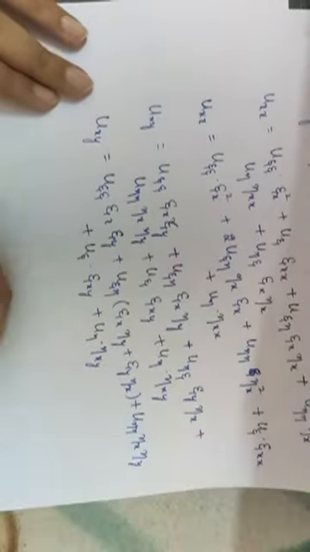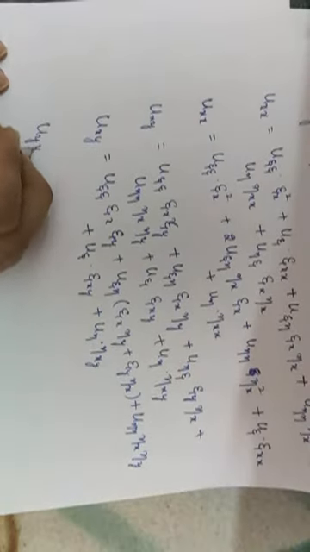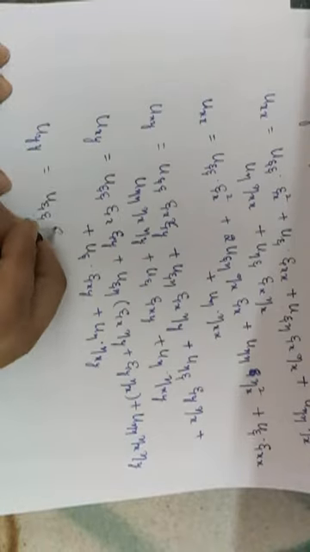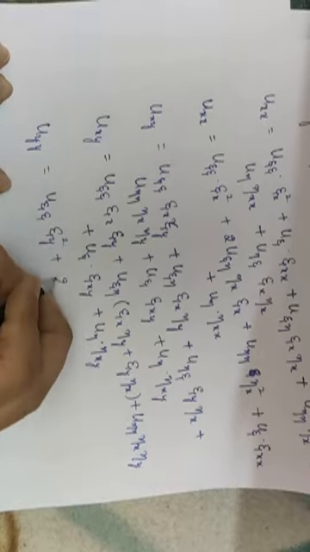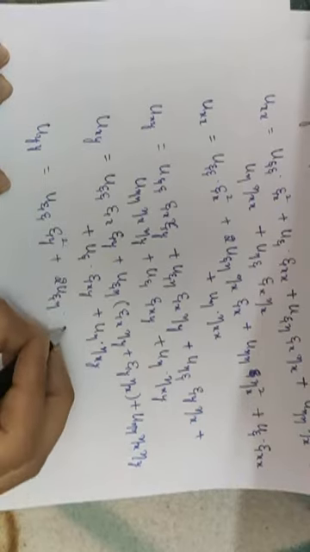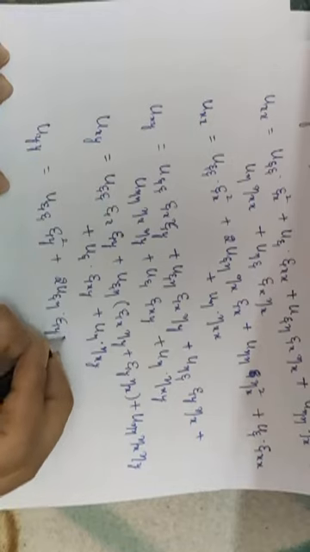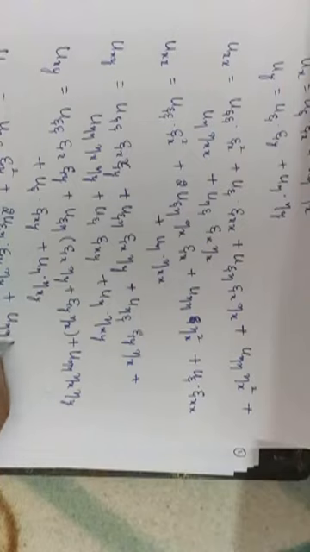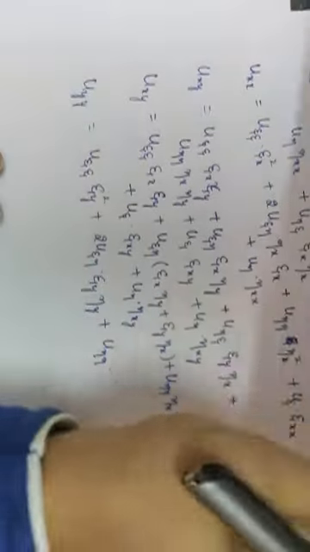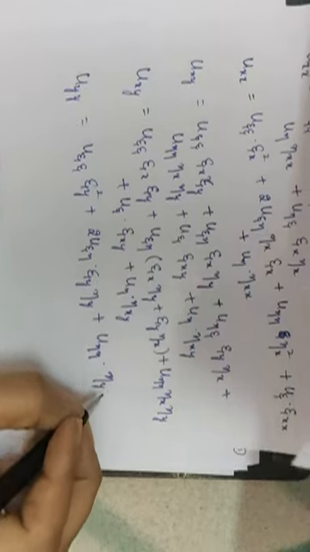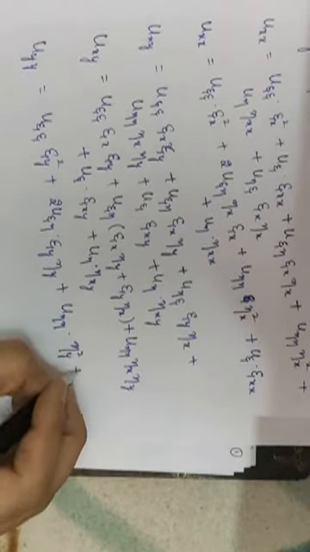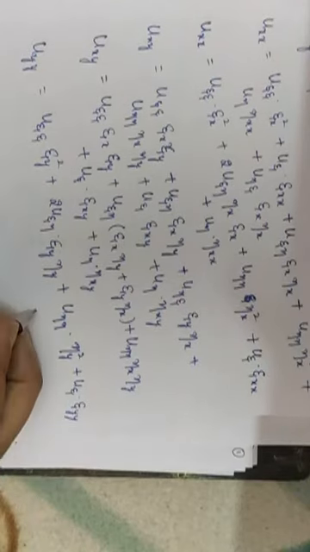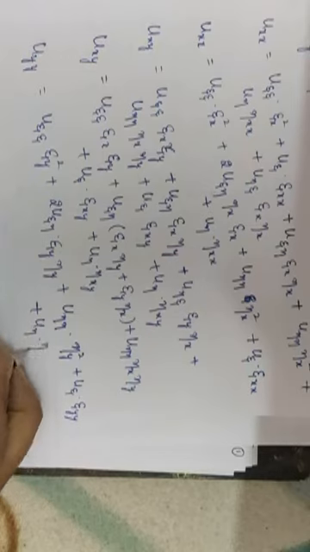In the same way I have to find out u_yy. So you will get u_yy as u_xi xi xi_y square plus 2 times u_xi eta into xi_y eta_y plus u_eta eta into eta_y square plus u_xi into xi_yy plus u_eta into eta_yy.